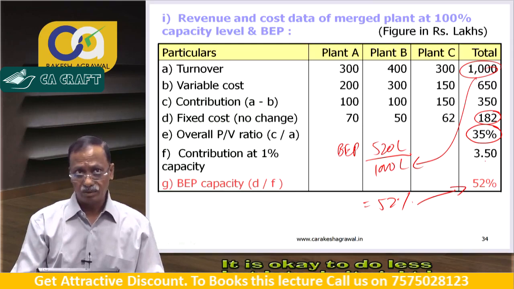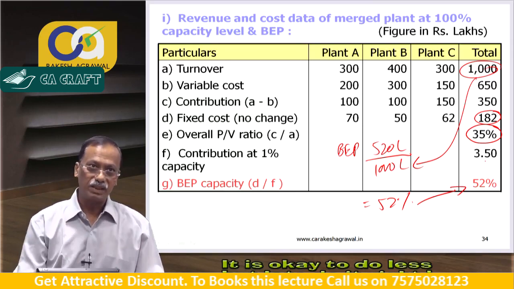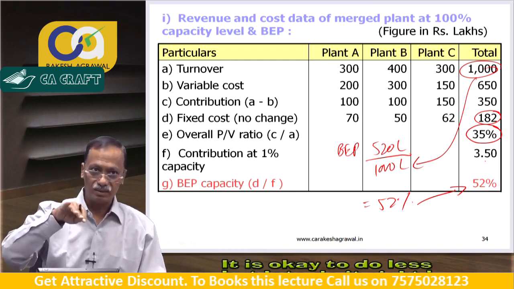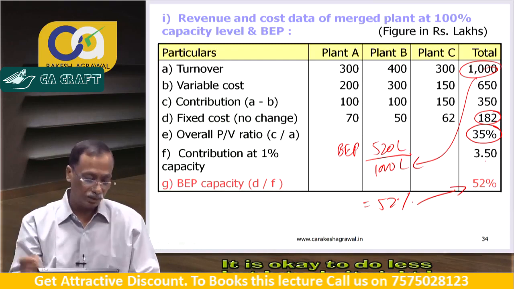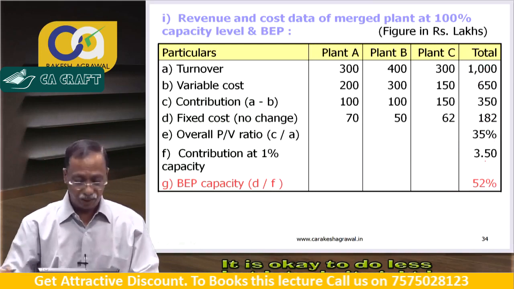Got it? But if you know the direct formula, you will directly get the BP capacity. Otherwise, first calculate BP sales, and convert that sales into percentage capacity. Now the remaining answers would be very simple. How? Let me tell you.